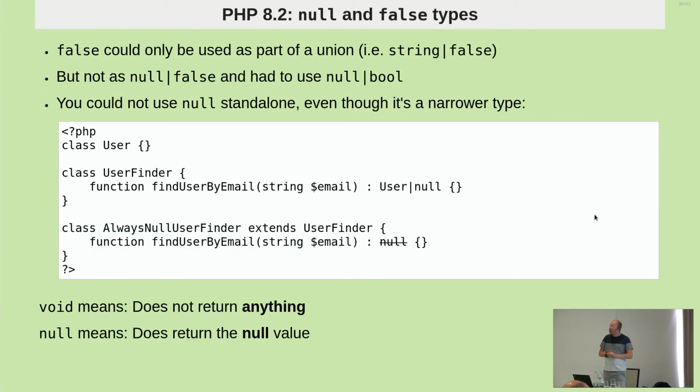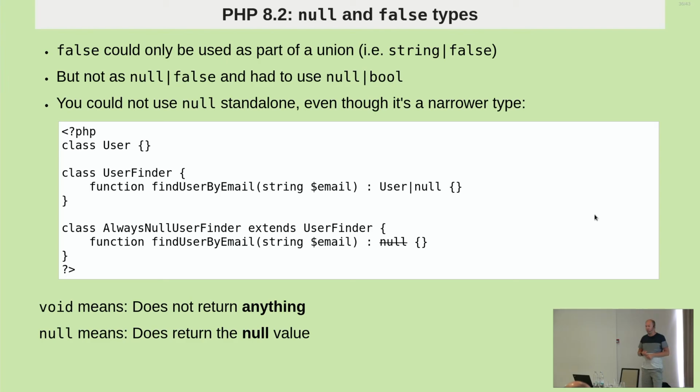Okay, I mentioned that in PHP 8.0 we got union types and we got the false type. But you could never use false just on its own, only as part of a union, and the same thing with null. You can use it with string or false, but not on its own, because on its own it wouldn't be a type, it would have been a value.